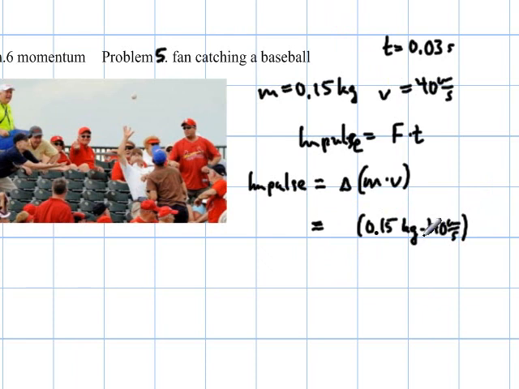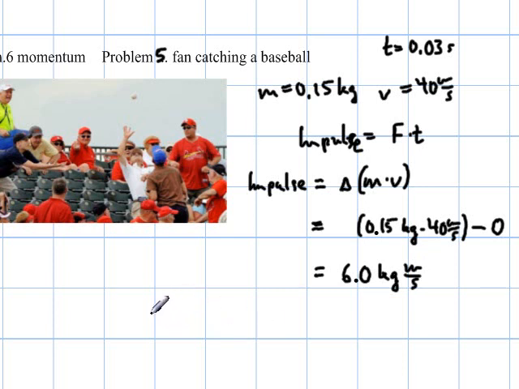And the difference is the momentum that the ball has right now minus the momentum it has when the fan has caught the ball. Well, at that point it has a momentum of 0, so I just subtract 0. I still write it there to show that we have a difference here. If I didn't write it there, somebody would question, well, what happened to the delta, the difference? Okay, anyway, 0.15 kilograms times 40 meters per second. 0.15 times 40 is 6.0, and the units are kilograms meters per second as the impulse.